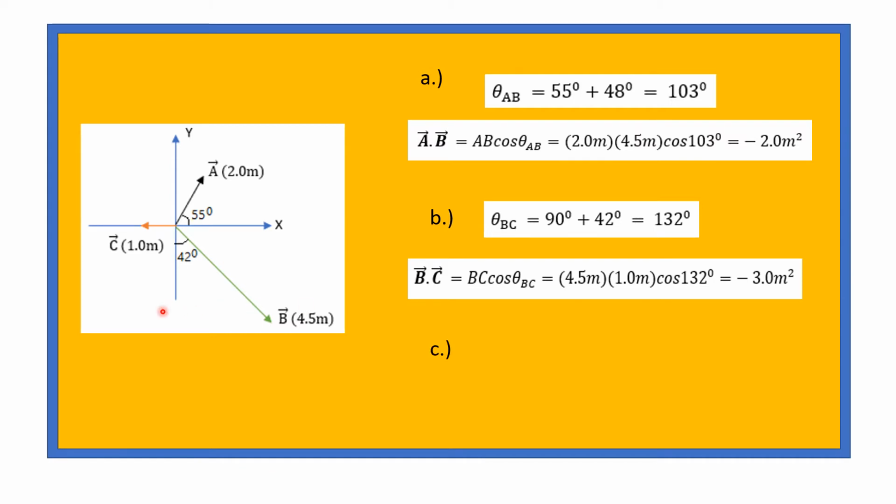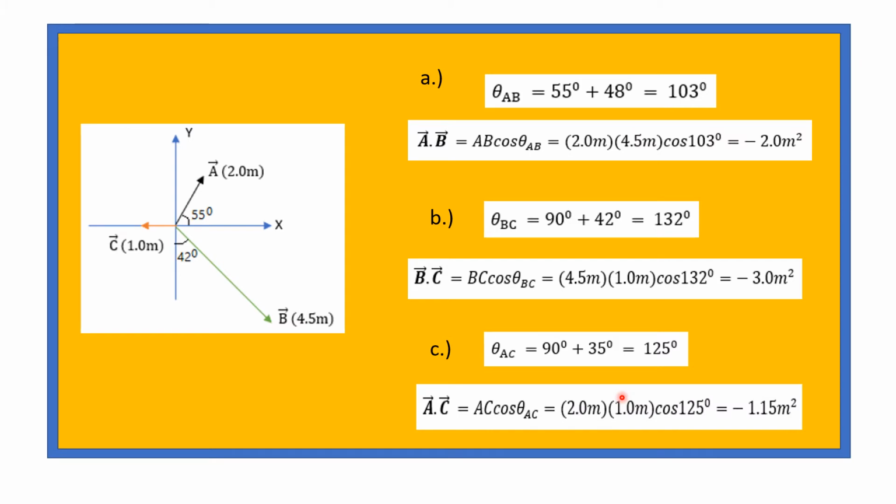Okay, lastly we have what is the angle between A and C? So we have vector A, vector C. So we need to know this angle here, from A to C. But note that this is 90 degrees. This line and this line are perpendicular. So what we need is this angle. But this angle is equal to 90 degrees minus 55 degrees. And it gives us 35 degrees. So we have 35 plus 90. It is equal to 125 degrees.